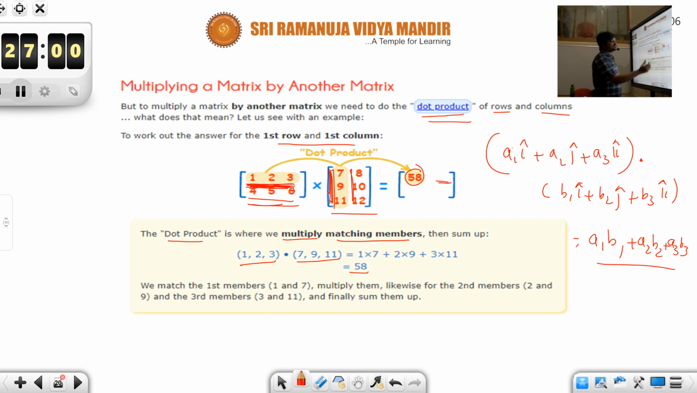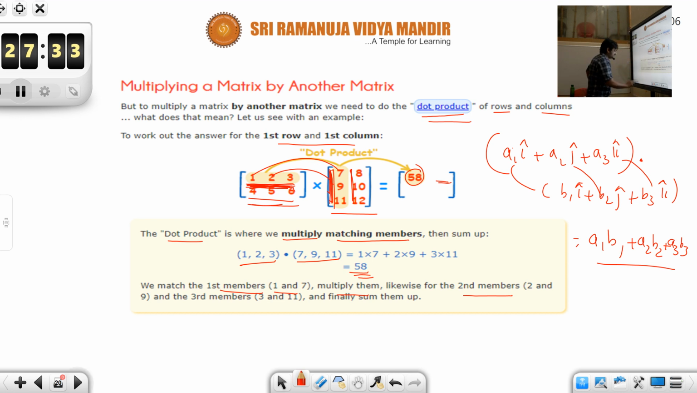Okay. So in short, let me discuss in the next slide. We match the first members 1 and 7 and multiply them, and then likewise for the second members 2 and 9. This is what you have learned in dot product, right? You will match the corresponding i coefficients, j coefficients and k coefficients. And the third members 3 and 11, you will multiply and then sum, and you will be getting 58. Okay, students. So here we are just performing the dot product of the rows and columns.